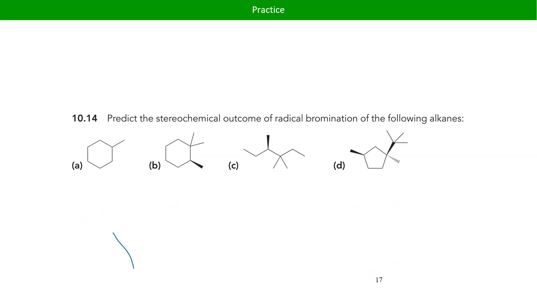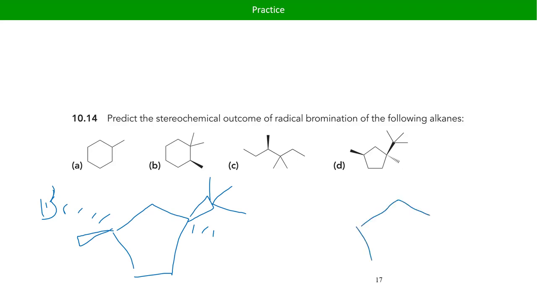So we can start by drawing them. We're gonna get a methyl up and bromine down. And we can't just say plus enantiomer, because there's the other stereocenter, we're only flipping one of them. Good.